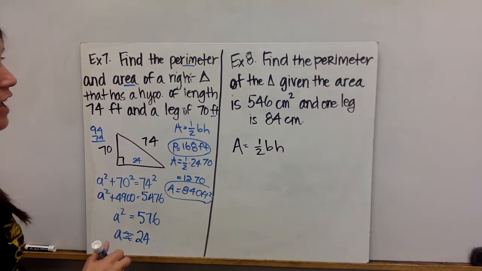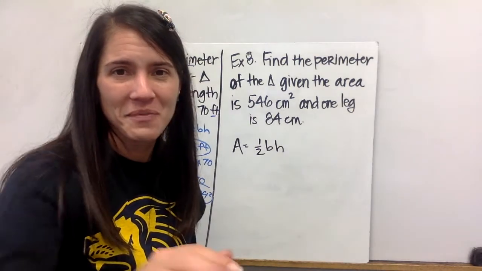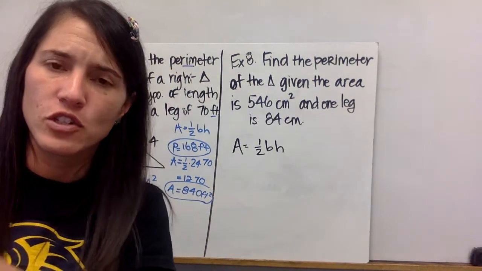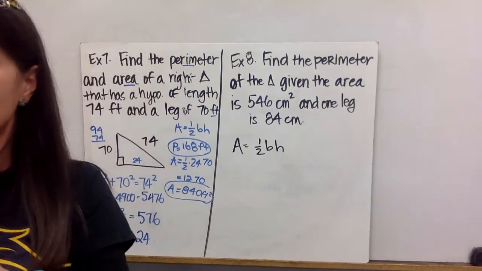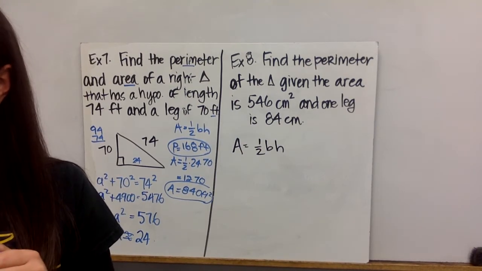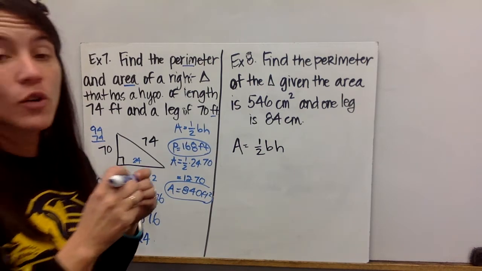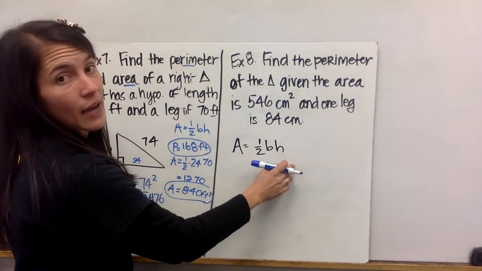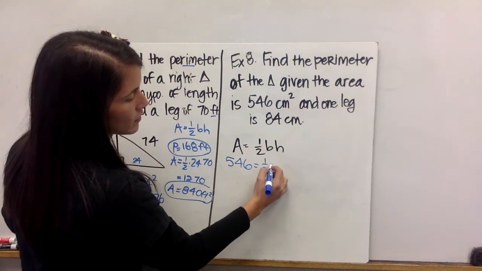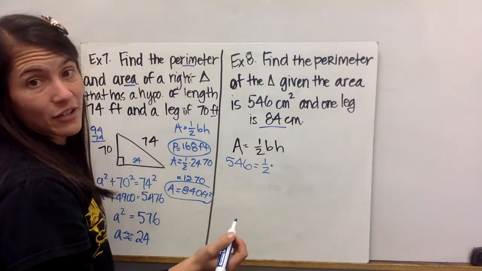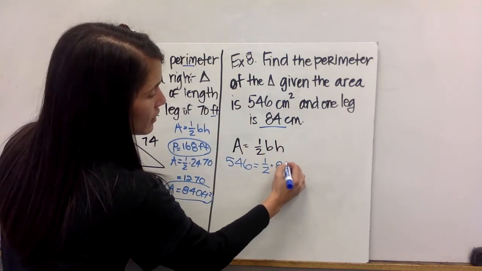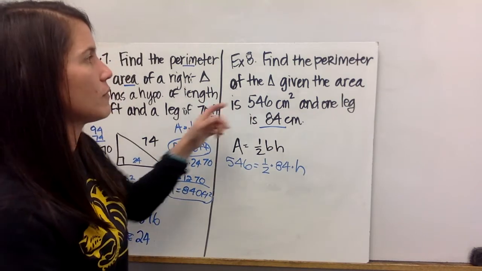Okay. Number 8, let me check the time. Number 8, find the perimeter of the triangle given the area and one leg. All right, so now we are going to start with the area, and we're going to plug in what we know. So 546 is the area. We know one leg is 84. So one leg of the triangle is 84. That could either be the base or the height. I'm just going to put it in here, and then find the perimeter.